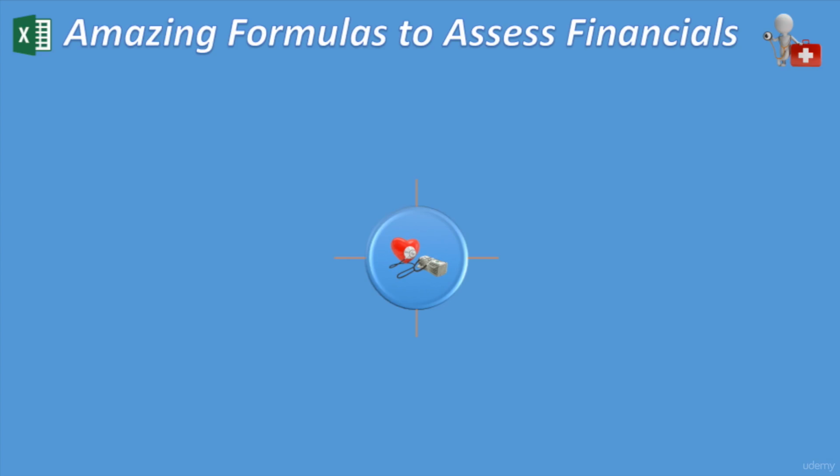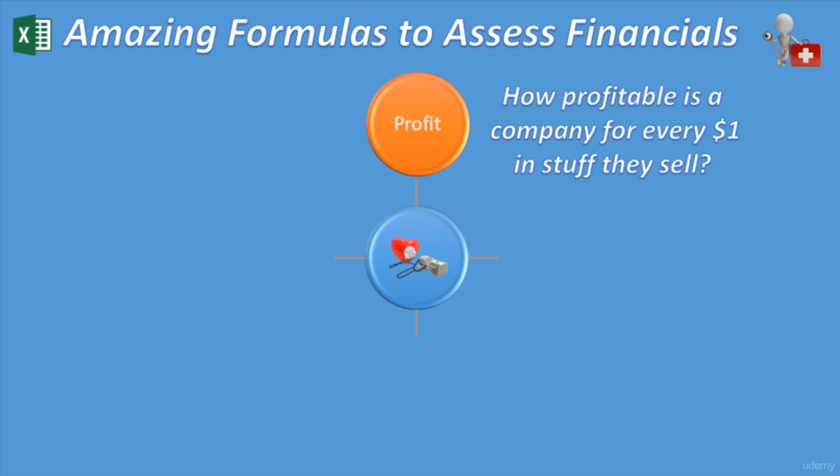Let's talk about amazing formulas to assess financials. We'll talk about 4 categories of formulas. The first one will be profit. How profitable is a company for every $1 in stuff they sell?